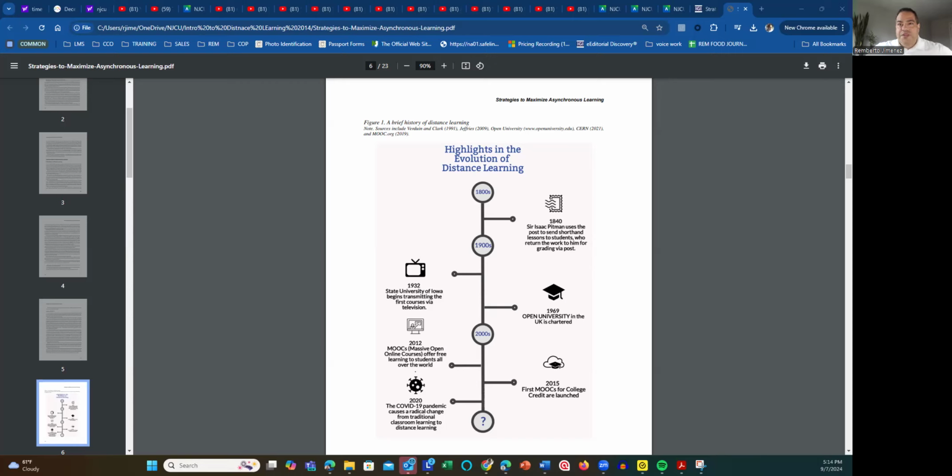But we didn't really begin to see a major shift in terms of how distance learning could be applied until the first MOOCs for college credit were launched in 2015. So the idea was, look, you don't have to come to a physical brick and mortar school. You could learn at a distance and get credit for it. Now, some universities were already piloting these ideas for quite some time.